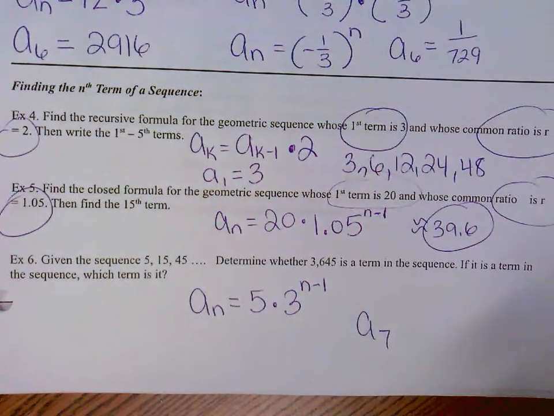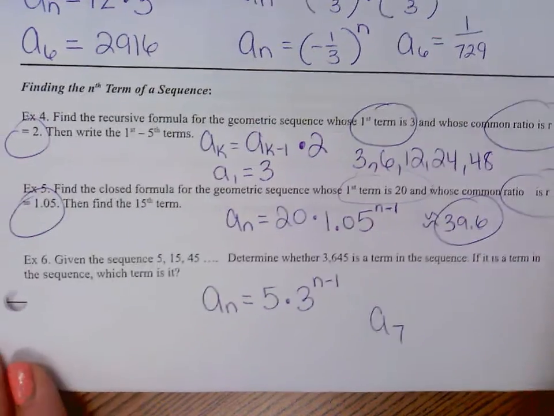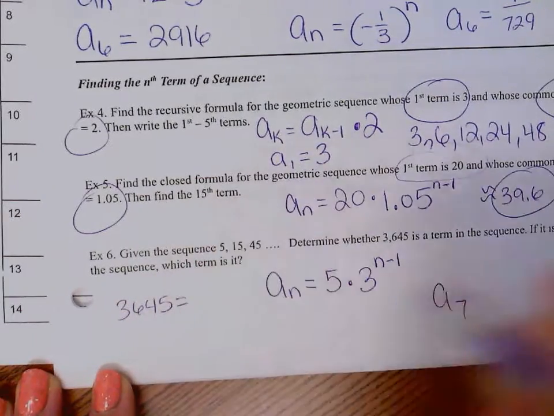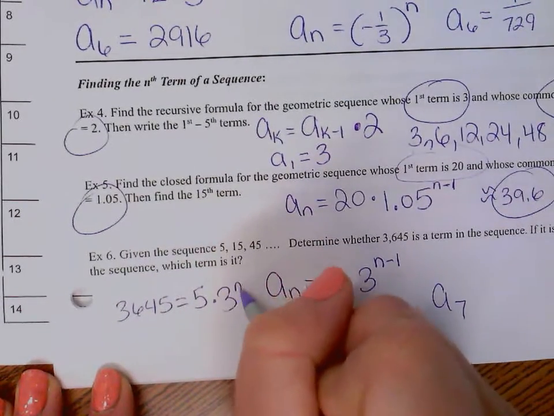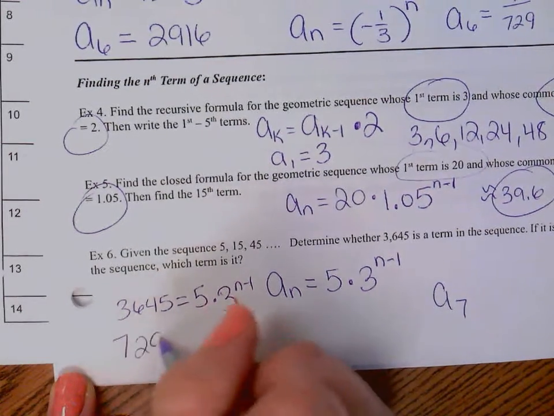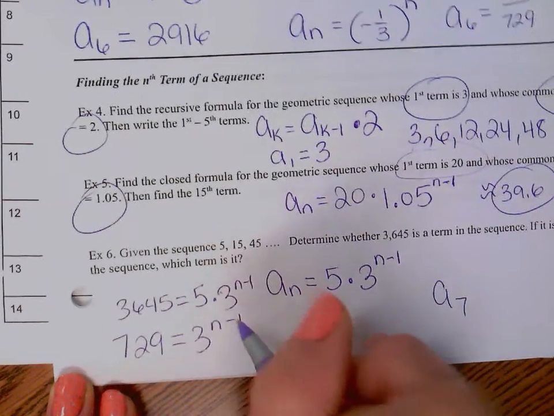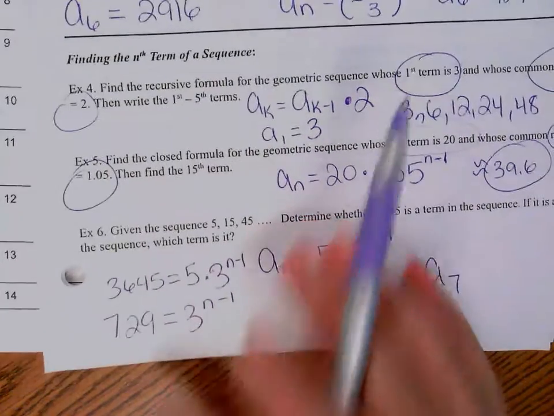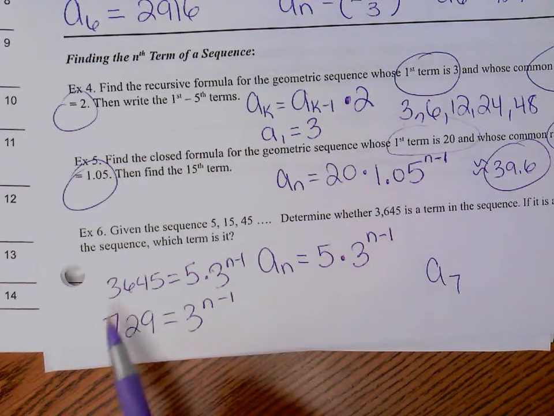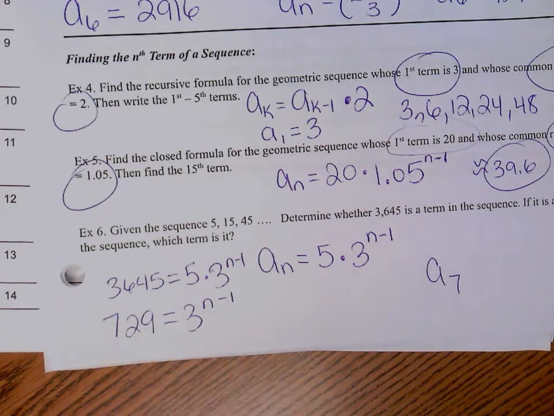If you want to try to solve it, what you can do is write 3,645 equals 5 times 3 to the n minus 1. Divide by 5 on both sides. 3,645 divided by 5 is 729 equals 3 to the n minus 1. That's a power of 3. So then you could just play around with 3 to what power is 729, kind of like we did in our exponent unit. You don't have to use a log. A log would be if this wasn't a power of 3.